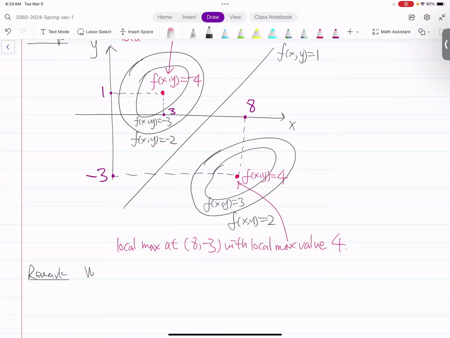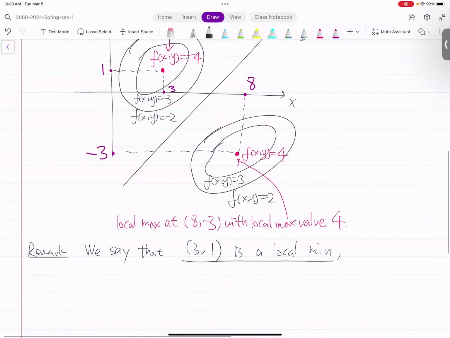So we usually say that the local minimum is the pair 3, 1. Okay. So the input pair is more important. And then here the local maximum is attained at a is -3. So we just say a is -3 is a local max. Okay.